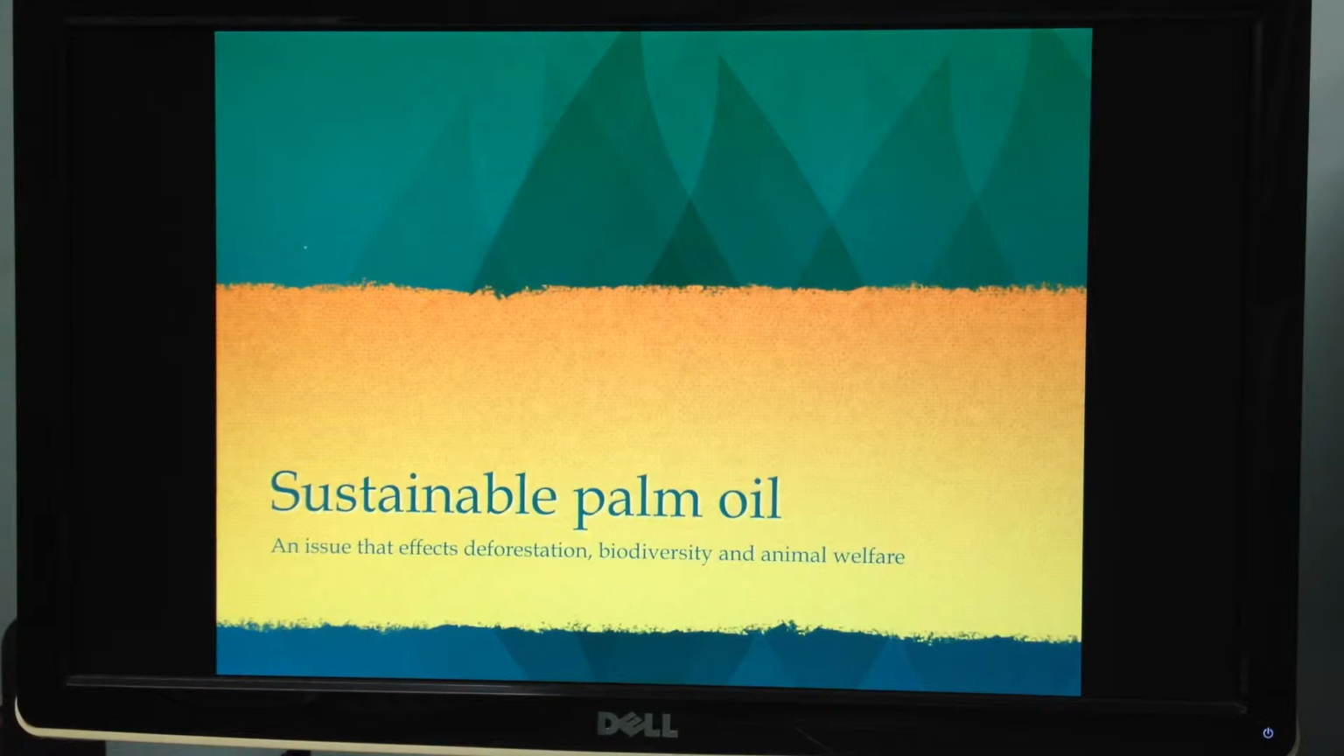I'll begin today by briefly explaining what palm oil is and how it's used across a variety of applications. From there, I'll detail some of the areas of concern related to palm oil cultivation and production, including biodiversity issues, deforestation, and equally importantly, the damaging effects that it has on native animals in production areas.